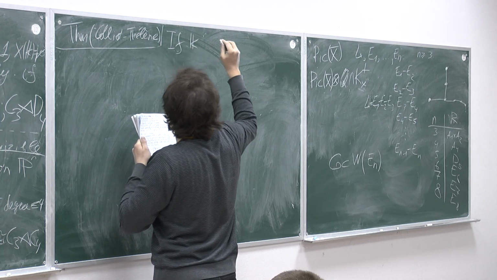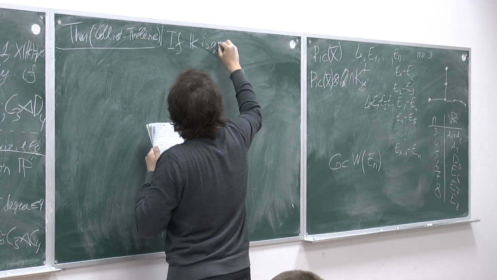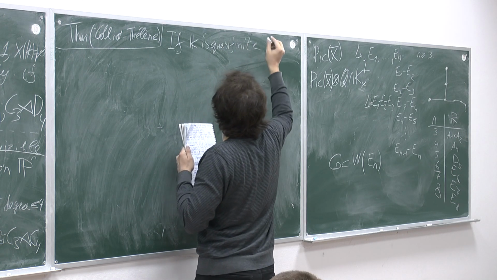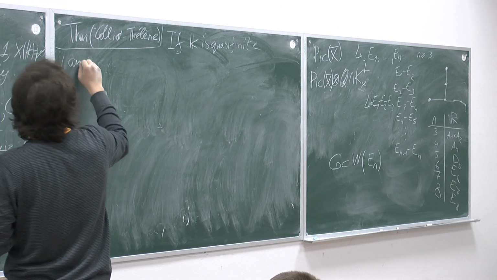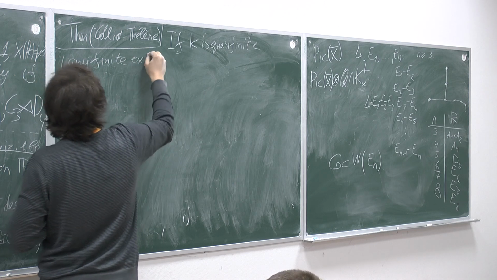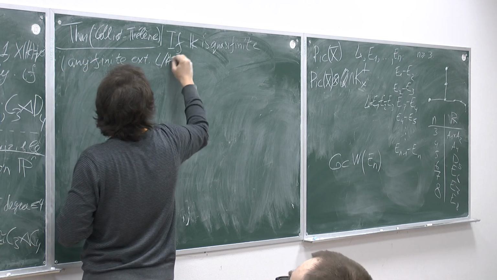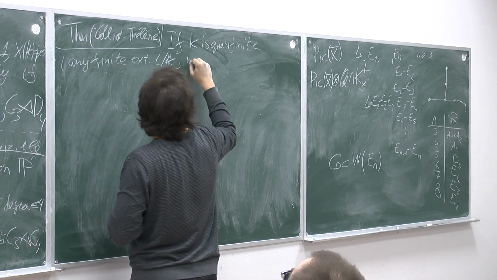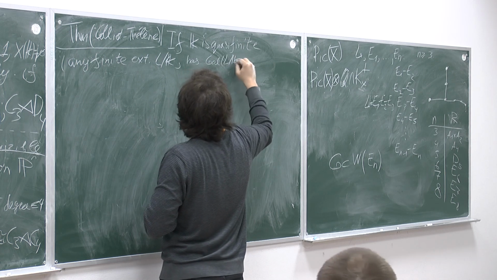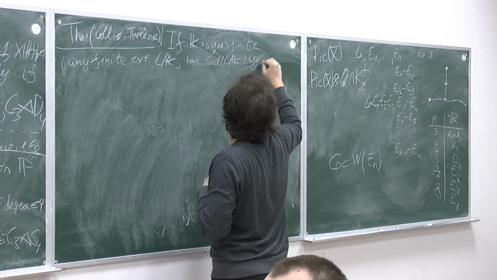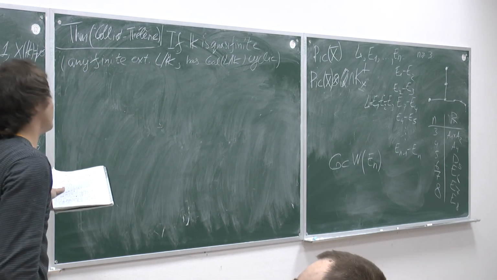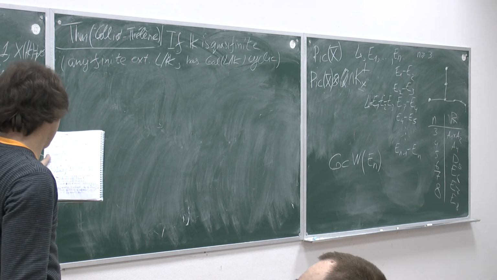If K is a quasi-finite field, it means that any finite extension of K has cyclic Galois group. For example, finite fields are quasi-finite, and for example, the field of real numbers is quasi-finite too.